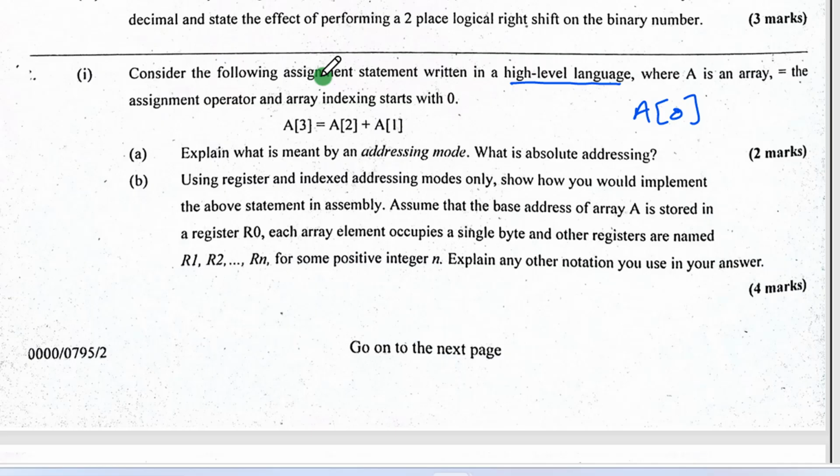Now we continue. So this is what they are giving us. They are giving this to us. They say A of 3 is equal to A of 2 plus A of 1.